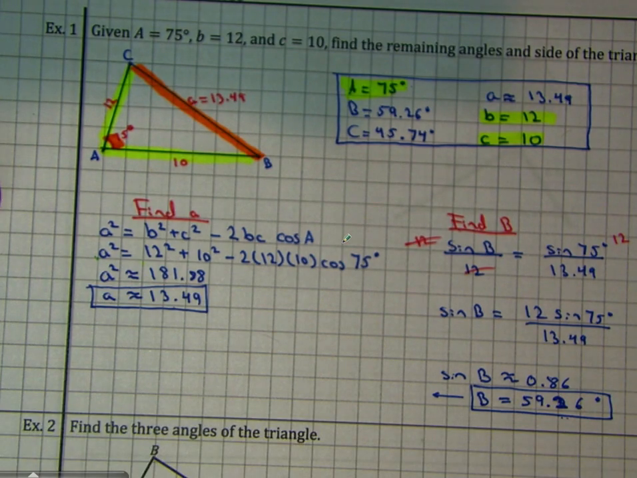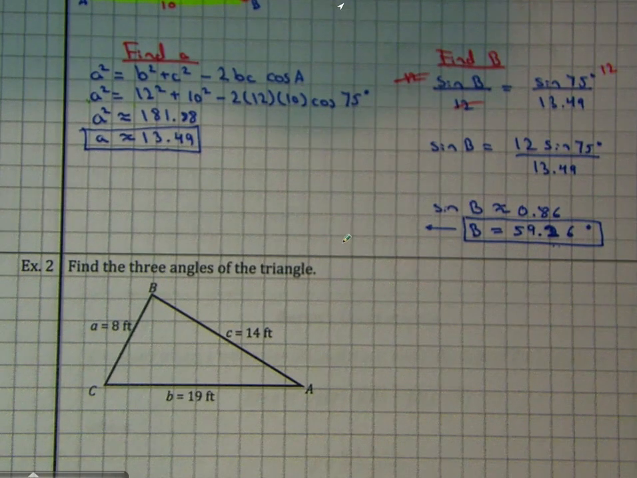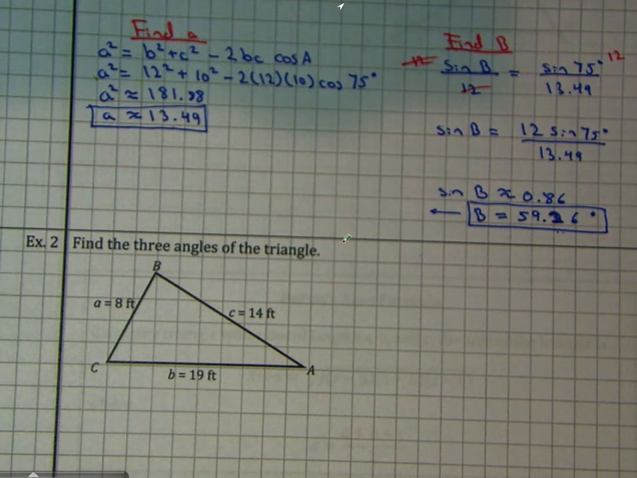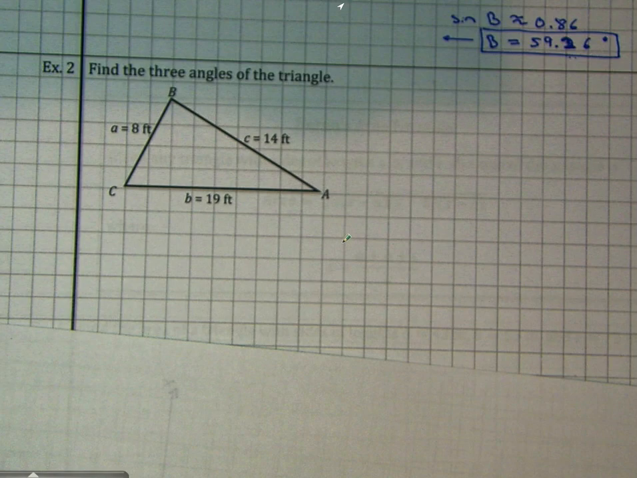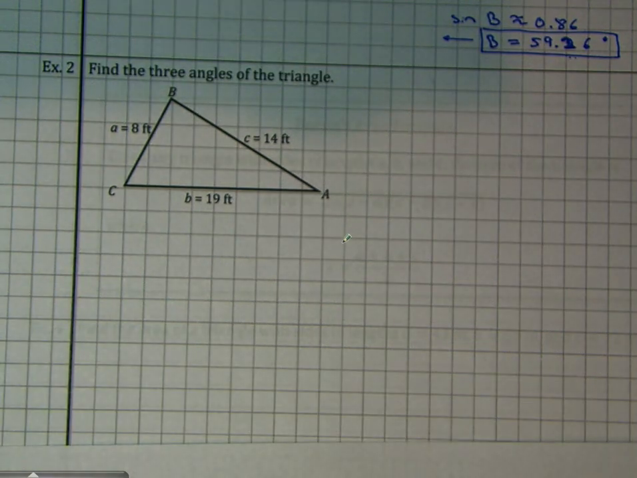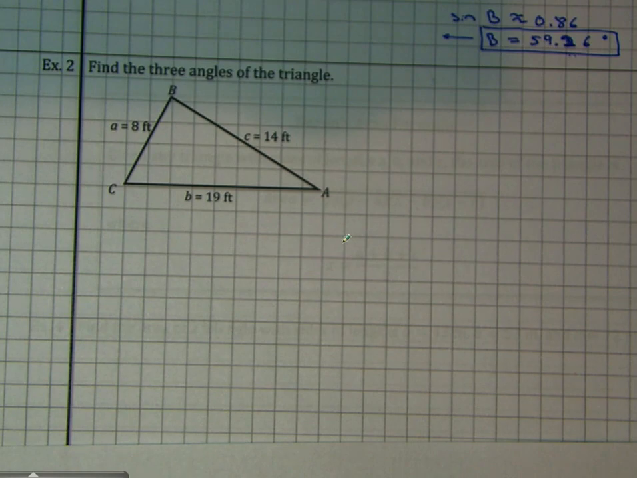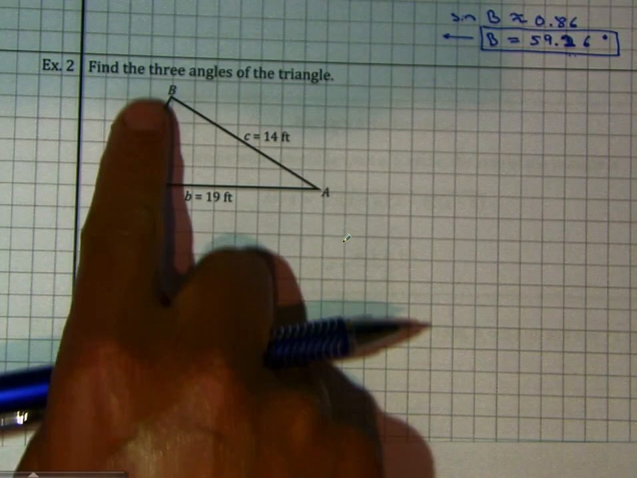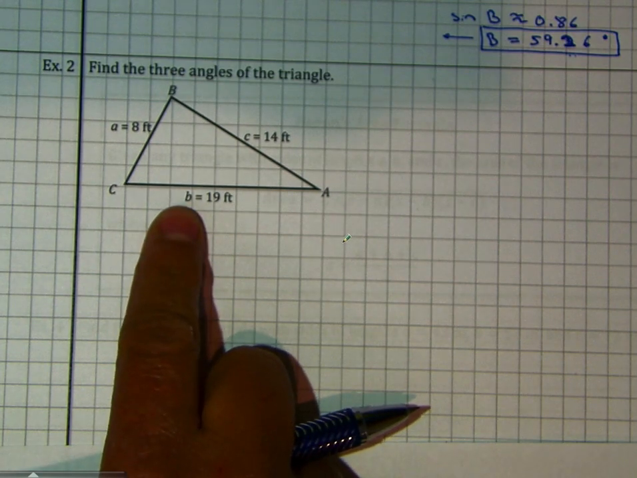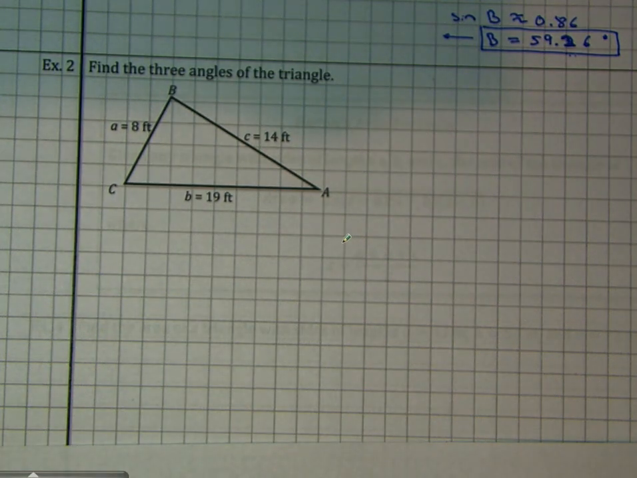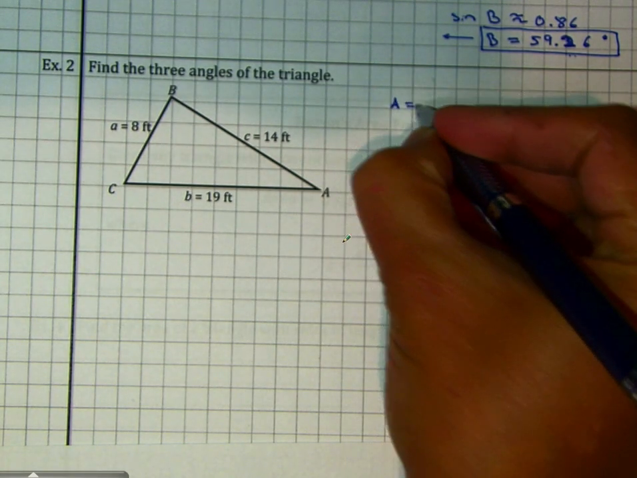So now let's go to example number 2. Go ahead and copy it down. Make sure that you use a ruler for the triangle, and then we can start once you're ready. Go ahead and pause it. So I need to be able to find the three angles of the triangle. We know that we need to use the law of sines, and to find angle A, the law of cosines.